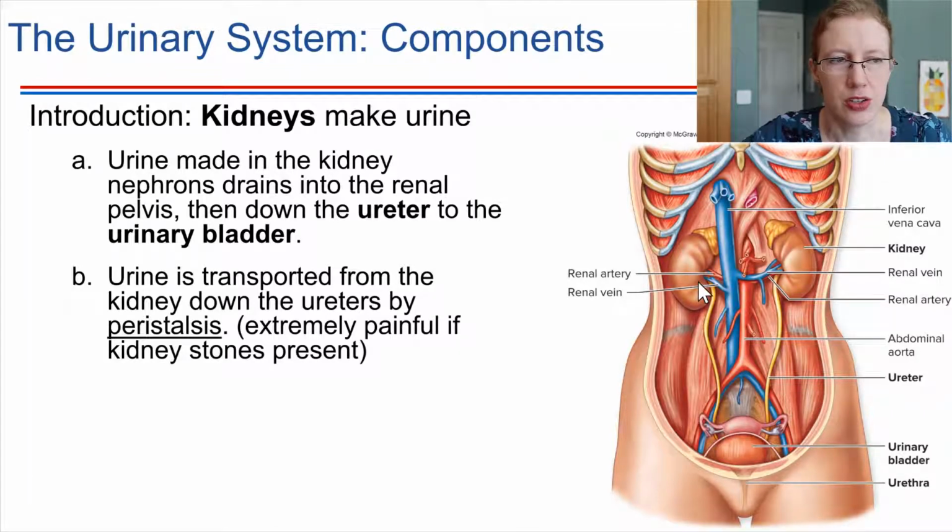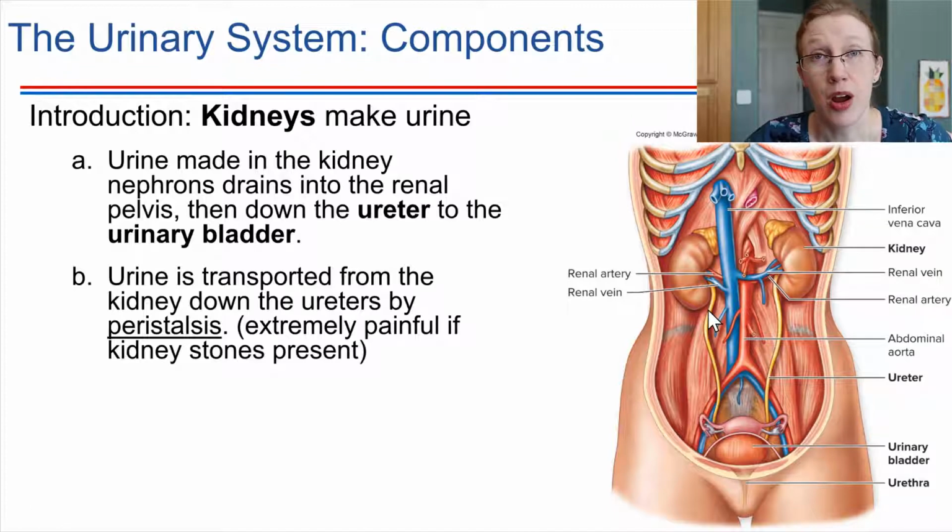The way that the urine is transported is by peristalsis. These are the muscular waves of contractions. They happen in other places in the body too. This is something that we don't have conscious control over. It happens automatically. And one problem that can come up is if there are kidney stones, we'll see this on the next slide, then these peristaltic waves can be extremely painful. So we'll come back to that in just a second.